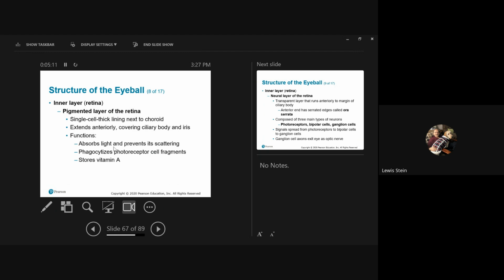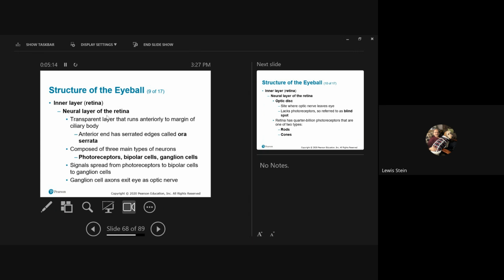So moving on, that's part of it. So the neural layer, very transparent, runs to the ora serrata. Then we get to different receptors: the photoreceptor anatomically, the bipolar cells we talked about earlier today, and the ganglionic cells that were there. And it spreads from those photoreceptors from peripheral to central, from outside to in, as you'll see. And the ganglionic cells, they're long, just like we talked about, those long tails, those transmitting tails of axons.